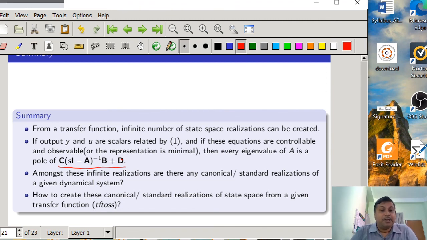And here one hint has been given, that is TF to SS. In MATLAB you will find that this command is there, tf2ss. If you provide the transfer function to MATLAB with the help of the command tf2ss, MATLAB is going to return the state space representation, meaning the A, B, C and D matrices. But in the next class we will see how mathematically we can create the canonical or standard realization of state space from a given transfer function.